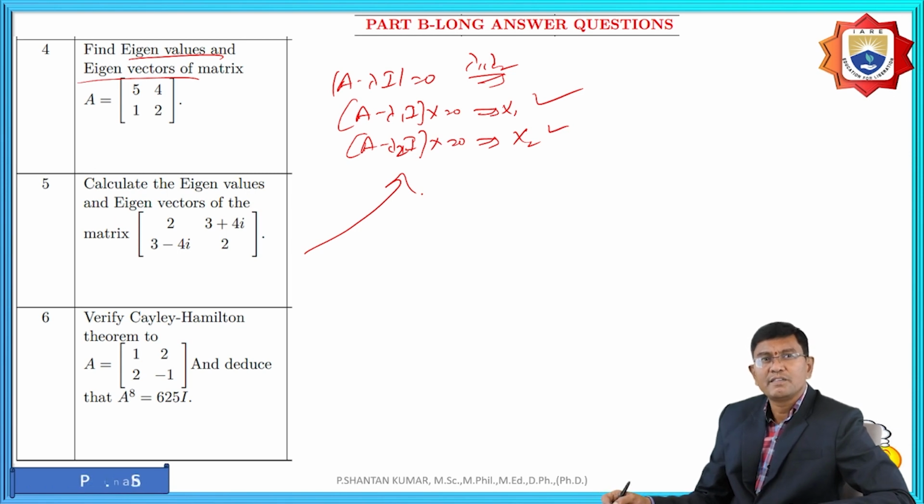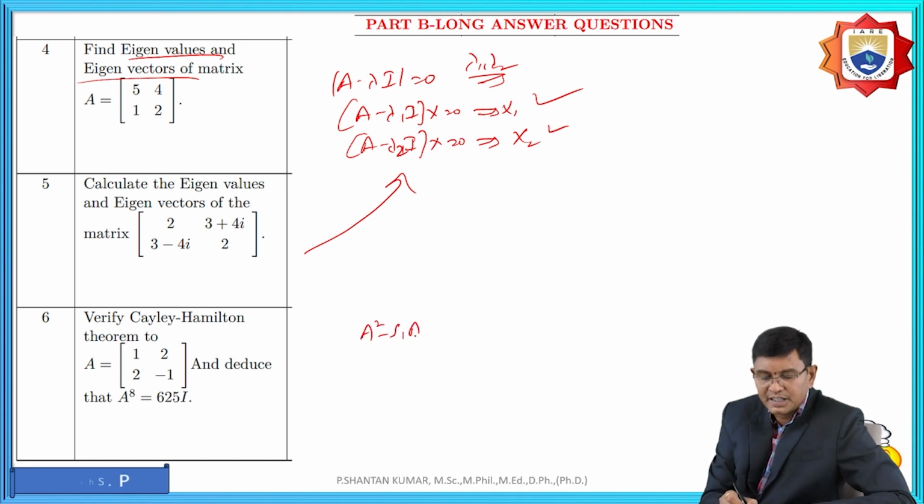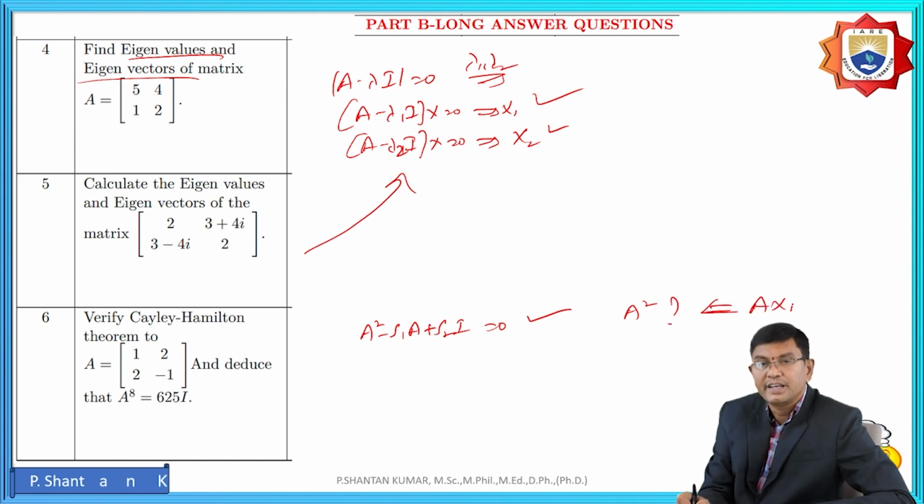And the sixth one, verify the Cayley-Hamilton theorem and reduce. Cayley-Hamilton theorem means that A squared minus s1 A plus s2 I is equal to 0. We need to satisfy this, and find A squared with the help of A into A as a matrix. From this equation, we multiply with A power 6, then we get the solution.